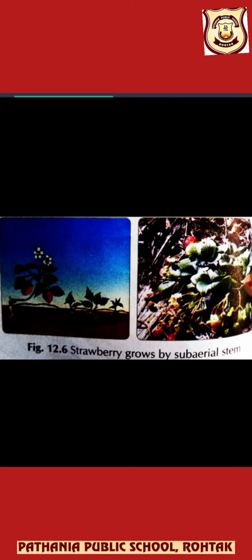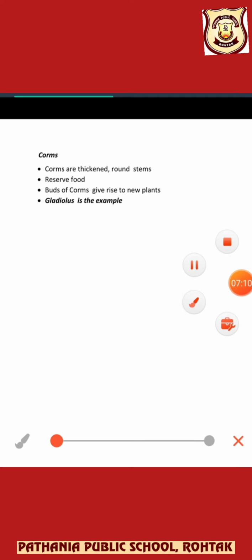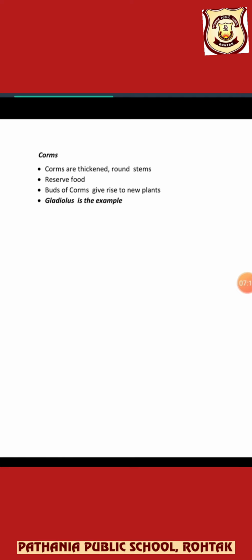So the next topic we are going to cover is corms. What are corms? We have discussed tubers and bulbs, and now we are discussing corms. It's a new word for you, so start learning from now. Corms are thickened round stems, and of course they reserve food. The buds of corms give rise to new plants. Of course, buds grow, so a new plant can be grown through it.